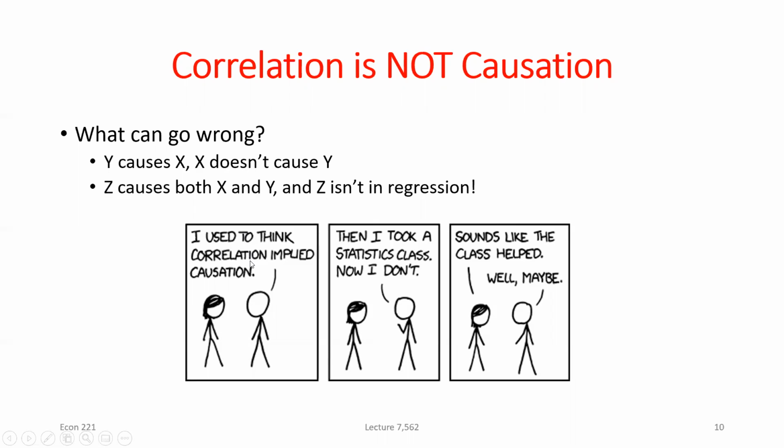I used to think correlation implied causation. Then I took a statistics class, and now I don't. Sounds like the class helped. Well, maybe, right? Because maybe it wasn't taking the class that caused this understanding. Maybe it was some outside variable Z that made it more likely I took the class, but also more likely I could understand the difference, right?